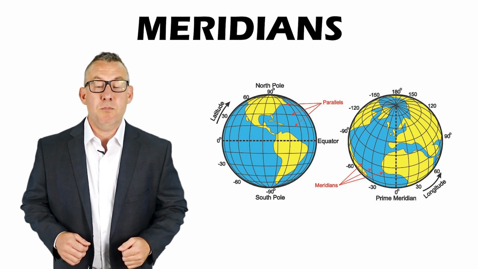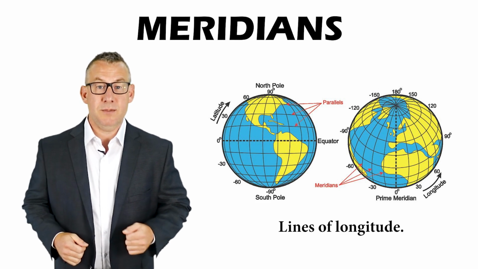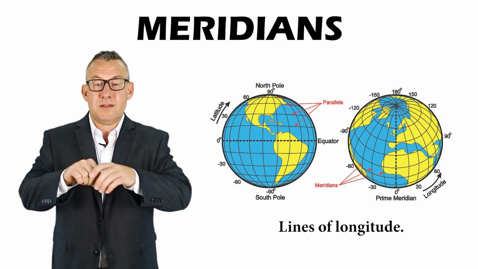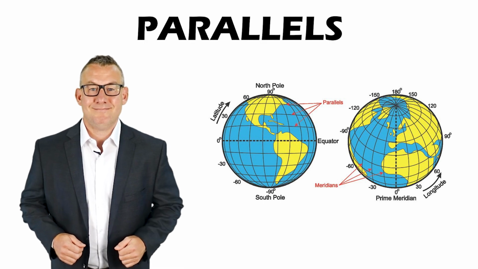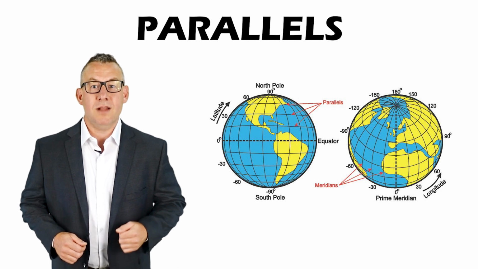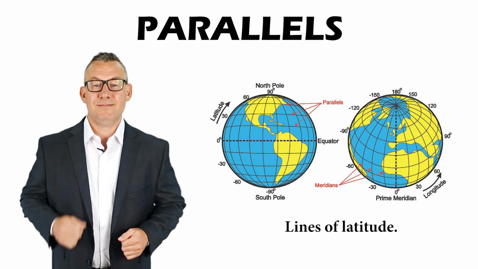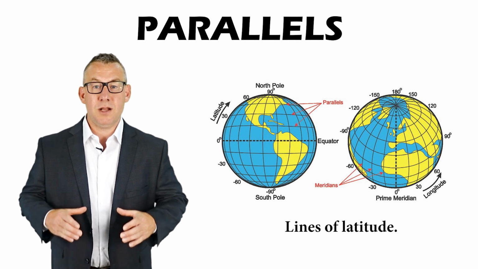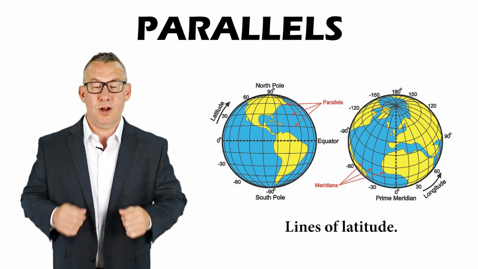Meridians. Meridians are lines of longitude. The distance between meridians decreases further away from the equator until they converge at the poles. Parallels. Parallels are lines of latitude. The distance between parallels is consistent. The circumference of lines of parallel decrease further from the equator until the circumference of lines of latitude at the poles becomes 0.